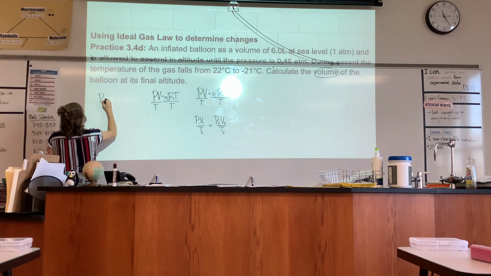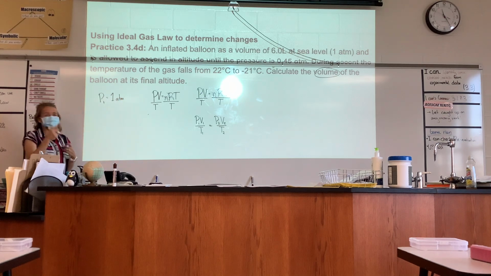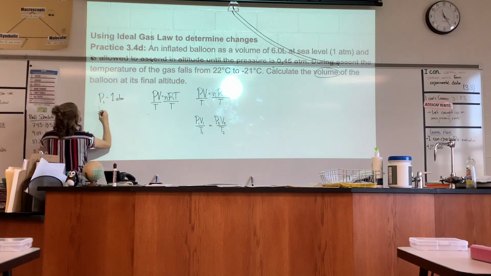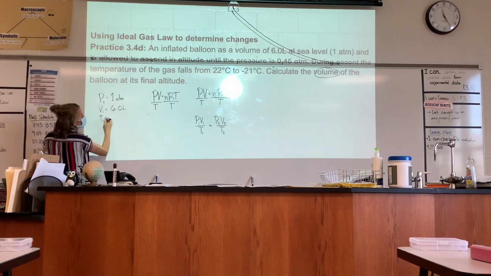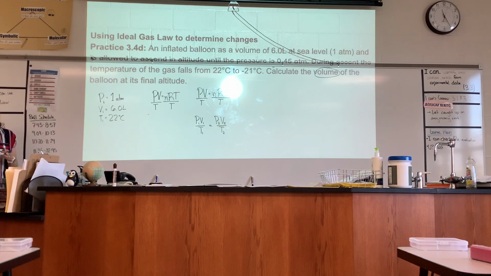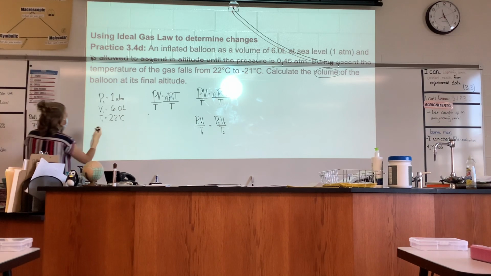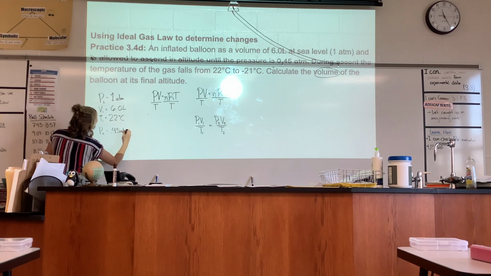Okay, let's make a list of everything we know. So I know my initial pressure was 1. So that's my P1. P1 is all the initial conditions. The volume was originally 6 liters. And my original temperature was 22. And now on the second, what does it tell me is changing? The pressure and the temperature. We got a new pressure, we got a new temperature, and V2 is the goal.